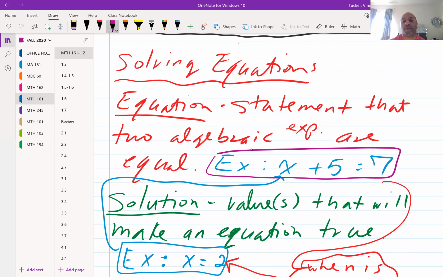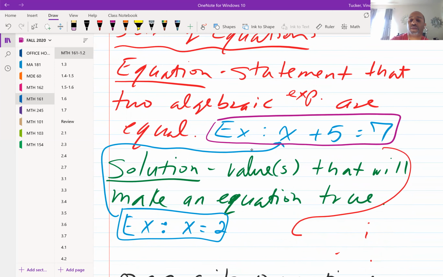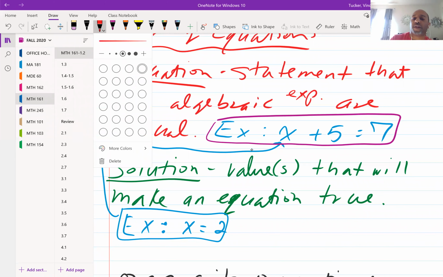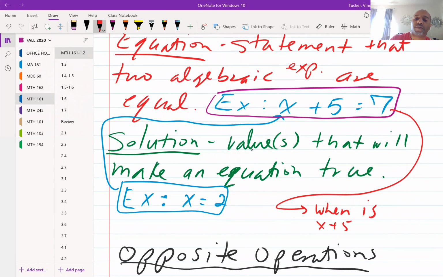Now, a solution is going to be a value or values. It is possible to have more than one solution that will make your statement true, your equation true. And in this case, x is equal to 2 is the solution for this equation. So in other words, the question you should ask yourself, and that's what I wrote down here, is: when is x plus 5 equal to 7? And the answer is when x is equal to 2.